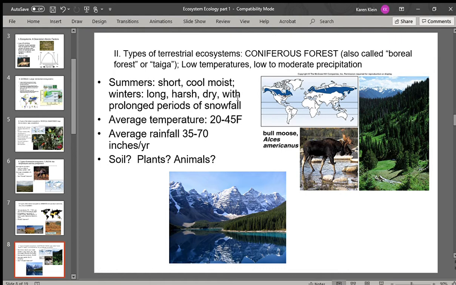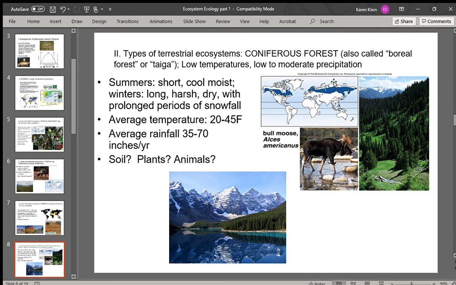Coniferous forests, and now we're kind of getting varied here. In a coniferous forest, they tend to be in the upper level of continents. You see them in regions of Canada, Northern Europe, and here in Russia. It tends to be cold, not as cold as the tundra, but cold to cool year round. Tends to be somewhat dry, but not as dry as a desert or a tundra.